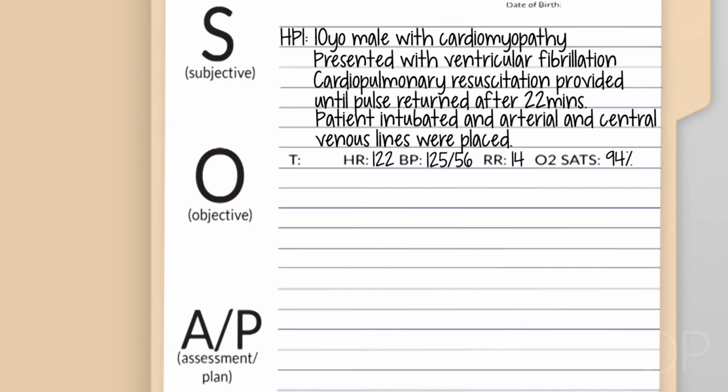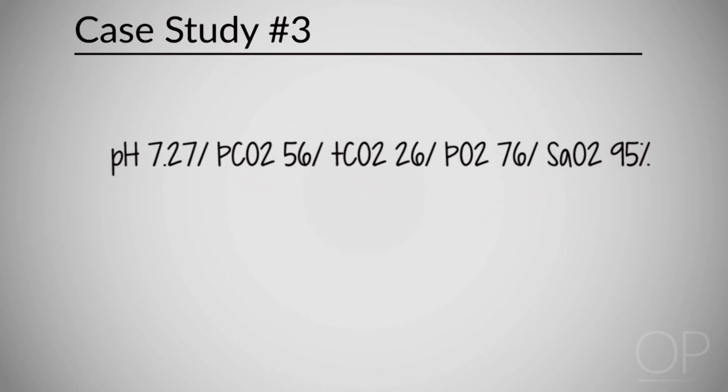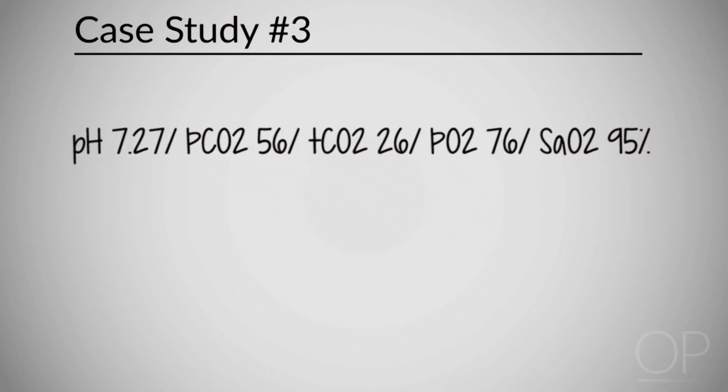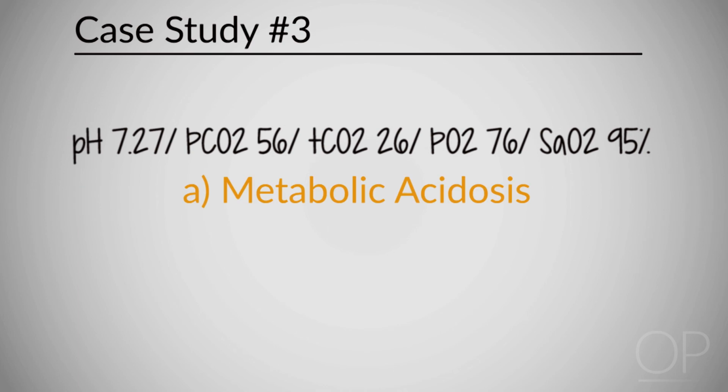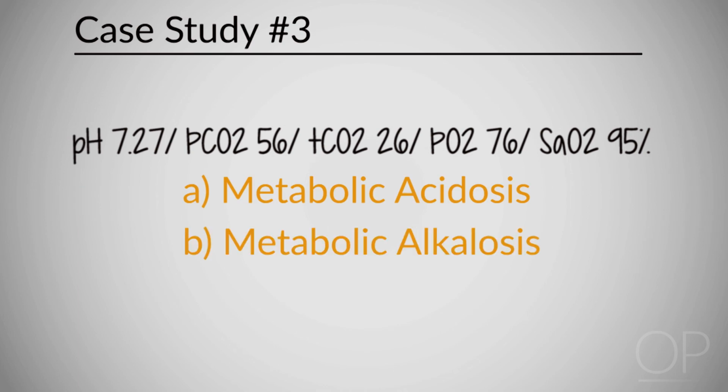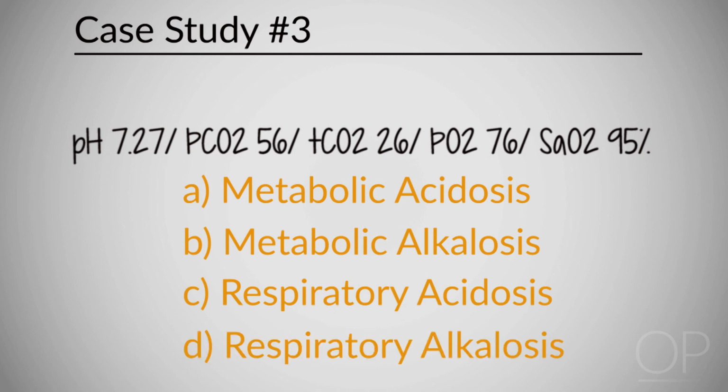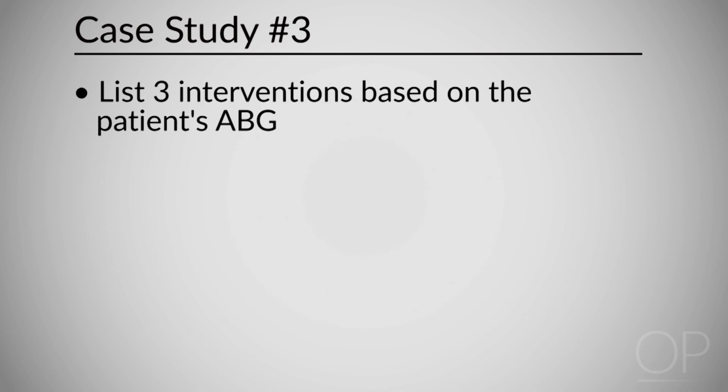The arterial blood gas reads the following. The pH is 7.27, the PCO2 is 56, the TCO2 is 26, the PO2 is 76, and the O2 saturation is 95%. So what is your interpretation of this arterial blood gas? Metabolic acidosis, metabolic alkalosis, respiratory acidosis, or respiratory alkalosis? Based on the case study, name at least 3 interventions you might anticipate in response to this arterial blood gas.